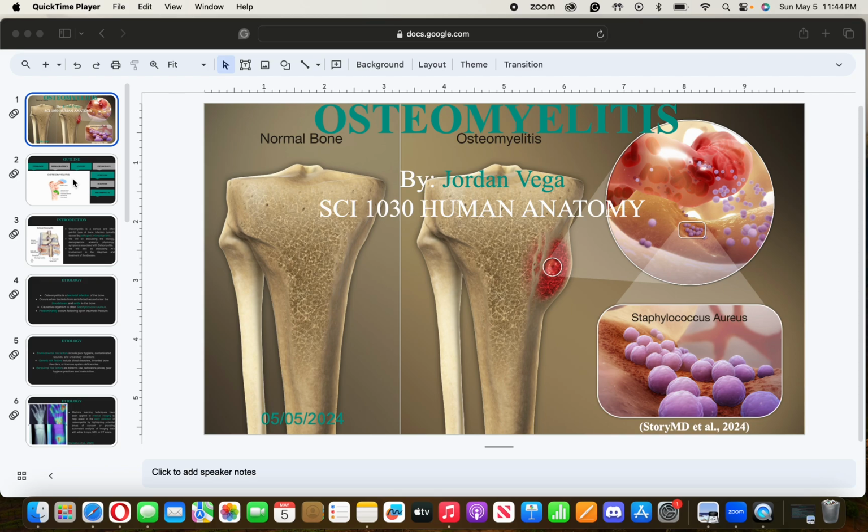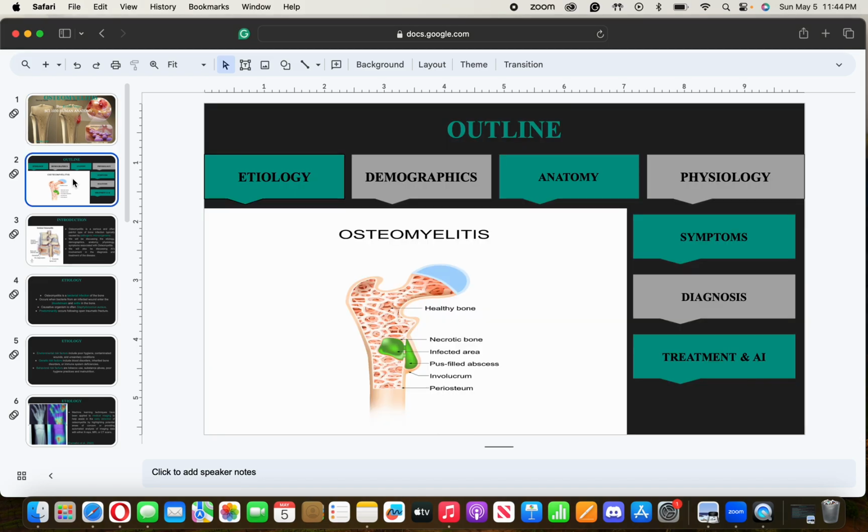Good afternoon, everyone. My signature assignment is on osteomyelitis. We're going to be discussing the etiology, demographics, the anatomy, physiology, symptoms, diagnosis, treatments, and AI models involved in the treatment and diagnosis of osteomyelitis.